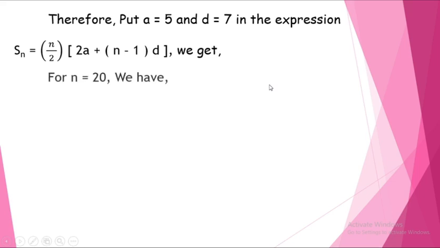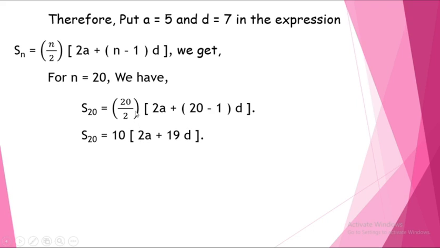But also we have to find the sum of the first 20 terms. That means we have to find the value of Sn when n is equal to 20. We put n is equal to 20 in this expression first. We get S20 is equal to 20 divided by 2 into bracket twice A plus 20 minus 1 into D. That is S20 is equal to 20 divided by 2, that is 10, 2A as it is, 20 minus 1 that is 19 into D.